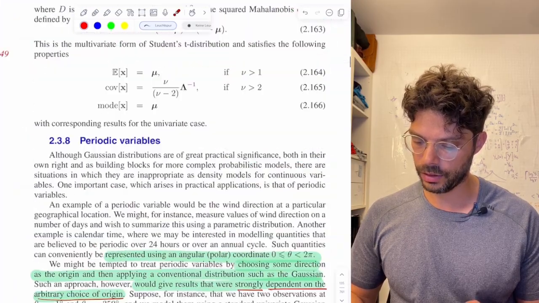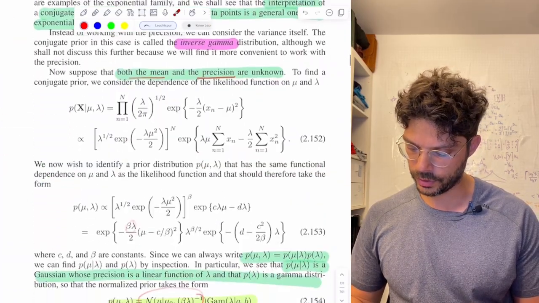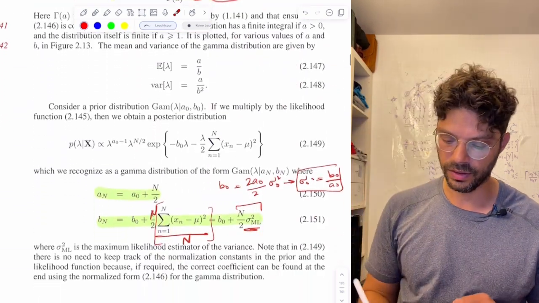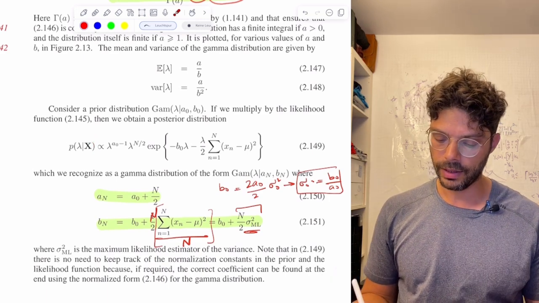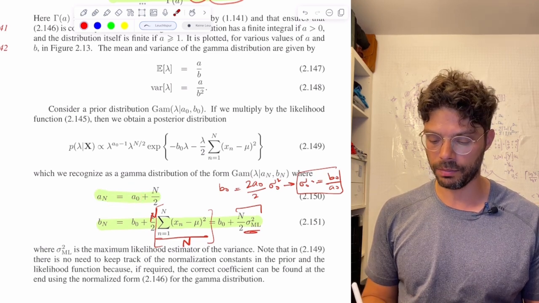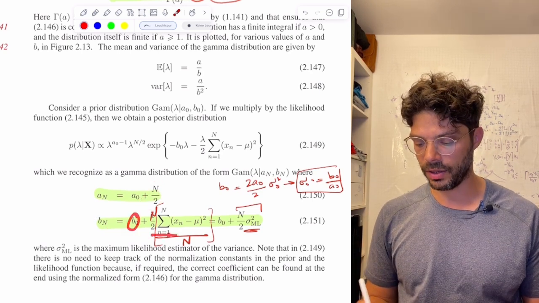Let's just see what he means. I think it's just up here. Yeah, okay, so all he's saying here is, remember, we're looking at the posterior on lambda given some data, and you see the parameters are updated with the prior term, a naught plus n over 2, and the other parameter, b naught plus all this other stuff.